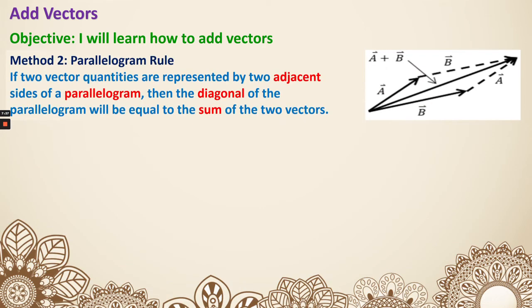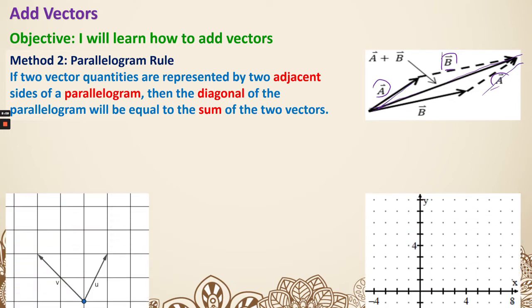Now the second method is very similar to the first method, but we are focusing more on forming this shape, which is a parallelogram. If two vector quantities are represented by two adjacent sides of a parallelogram, then the diagonal of the parallelogram will be equal to the sum of the two vectors. As you may notice, we are basically moving the A so it's connected with the B, and moving the B so it's connected with the A. Eventually we have this diagonal A plus B, but this overall shape is a parallelogram.